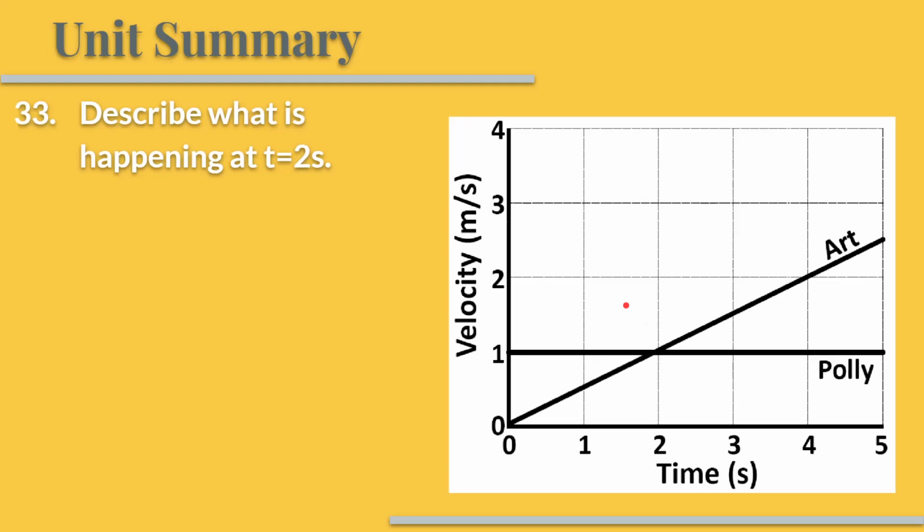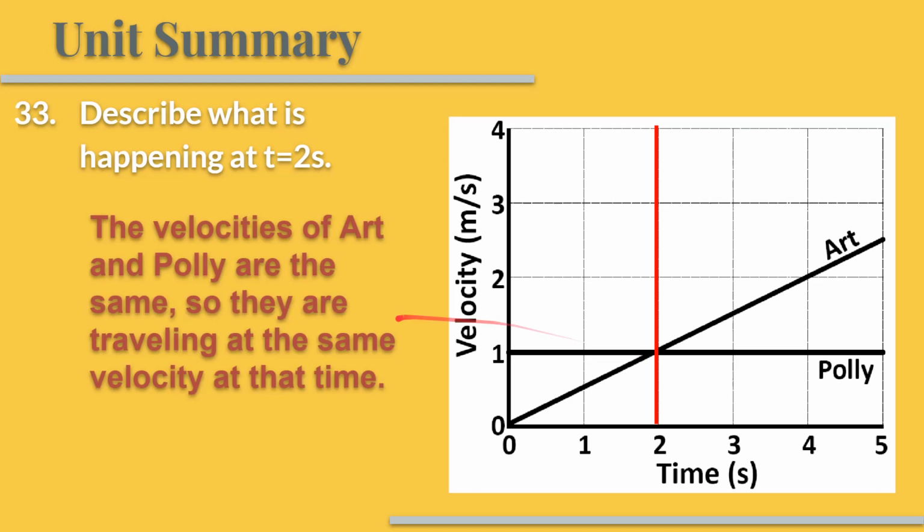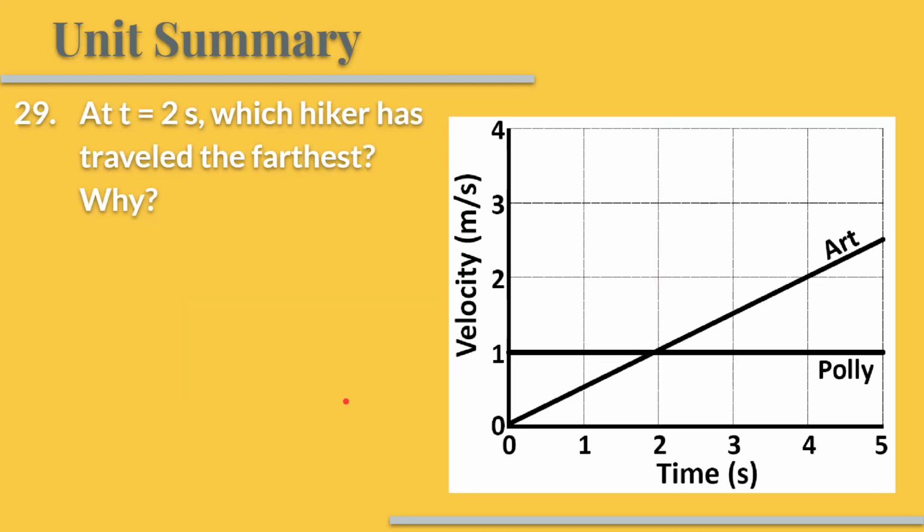All right, but Art, his velocity is faster than hers. All right, at 2 seconds, what does an intersection mean on a VT graph? Same speed. Yep, same speed. They're both going 1 meter per second at that time. Okay, if I wanted you to tell me who traveled the farthest at 2 seconds, again, we talked about this in the last unit as well, but you would have to look at the area. The average velocity times the time. That's the equation mathematically for displacement.